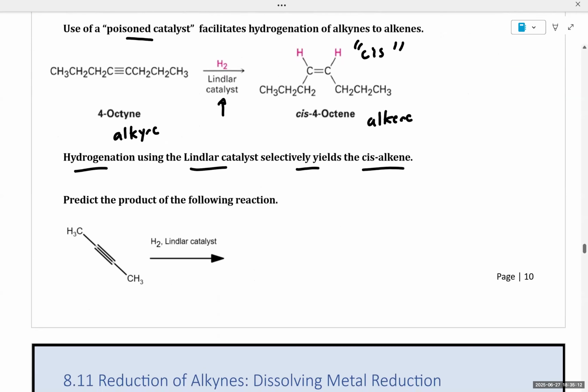So, to this end, let's predict the product of the following reaction. We have an alkyne. We're treating it with hydrogen and the Lindlar catalyst, which is a poisoned or pacified catalyst. That in turn, we'd expect to give the cis alkene. In this case, this is the Z alkene. Really useful stuff. This is the first example that we've seen in this chapter of a highly stereoselective reaction.